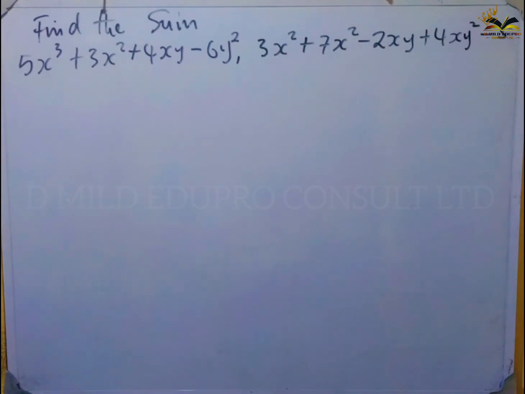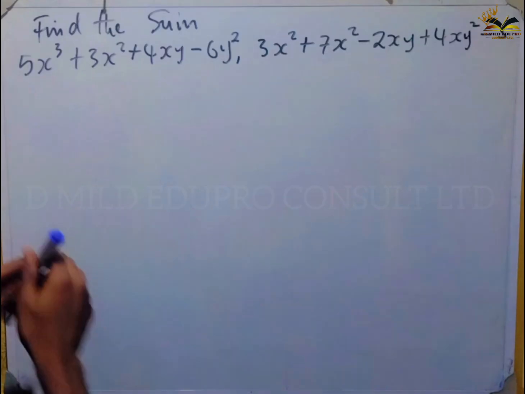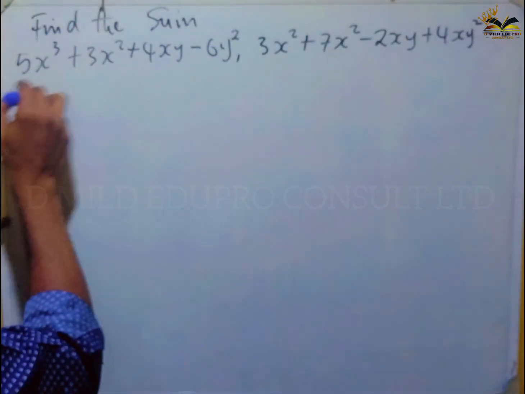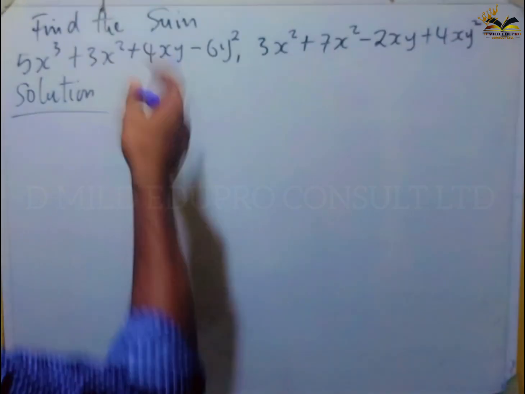Alright, quick one. So we are asked to find the sum. Sum means addition. So we are asked to add these two polynomials together. Without wasting much time, what we'll do is to group them in brackets.